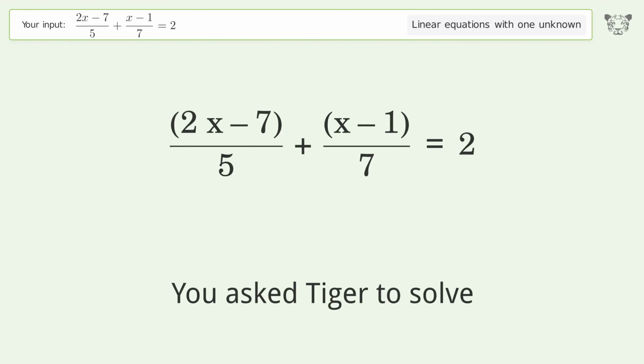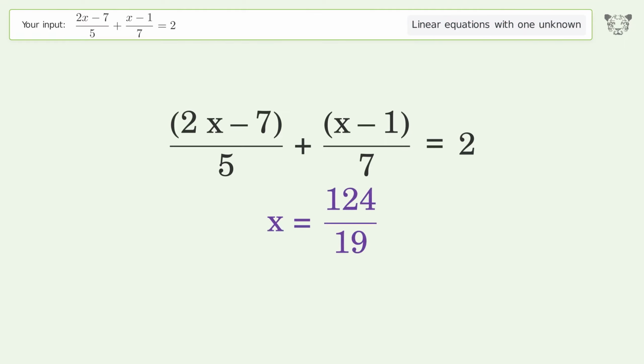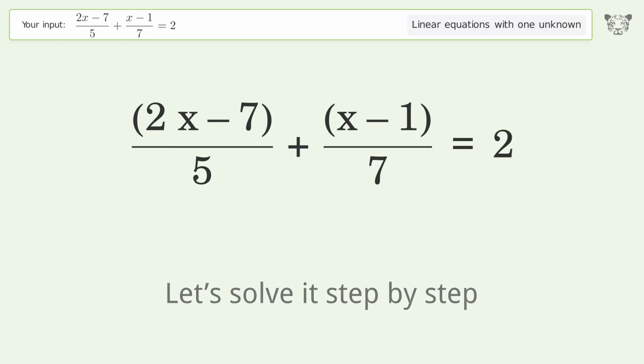You ask Tiger to solve this. This deals with linear equations with one unknown. The final result is x equals 124/19. Let's solve it step by step.